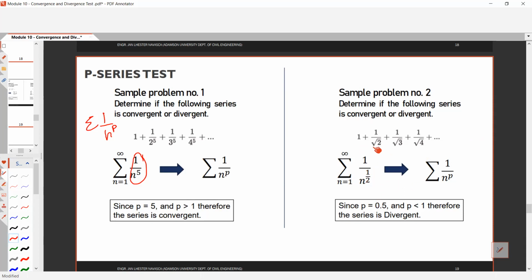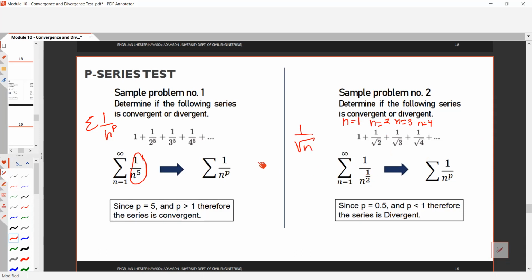If you notice, if this is n equals 1, this is n equals 2, n equals 3, whatever the value of n is, it just takes the square root. So it can also be written as 1 over square root of n. So that is this one.